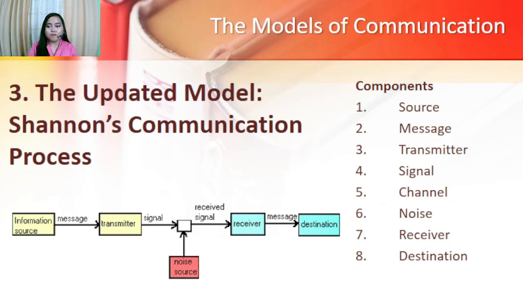While the message is traveling through the channel, there we have noise. What about this noise? Noise are the things that prevent the message from being successfully received by the human receiver. Then we have the receiver. In Shannon's communication model, the receiver is our senses, the ears. And lastly, the destination is the human receiver.